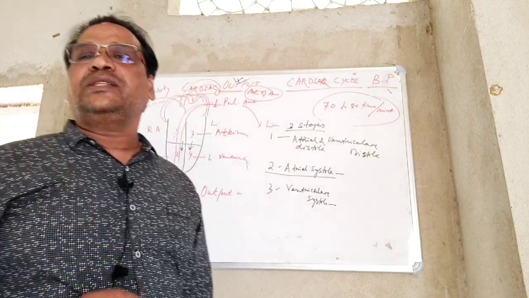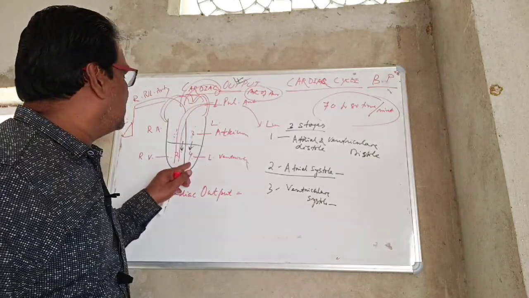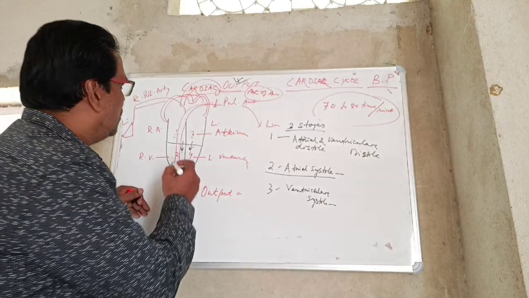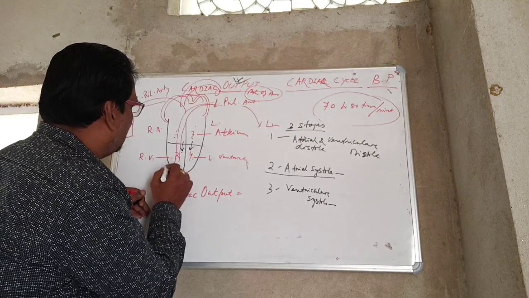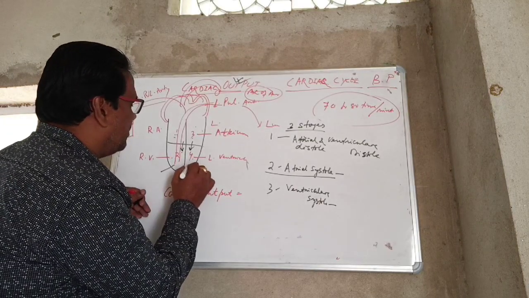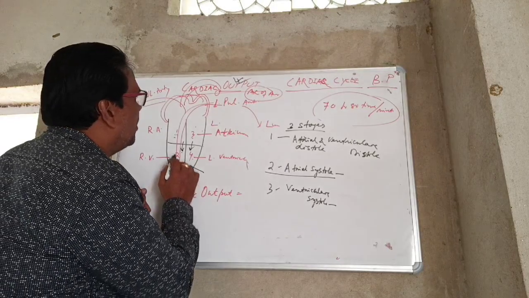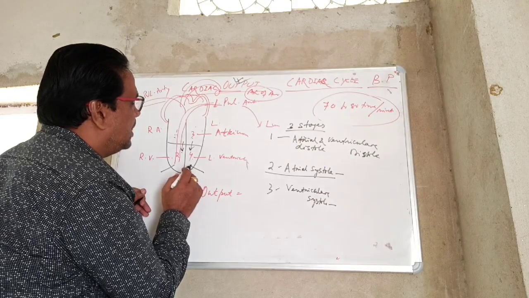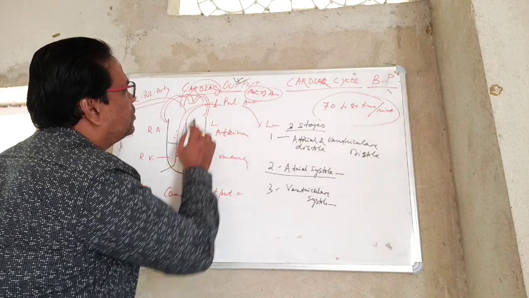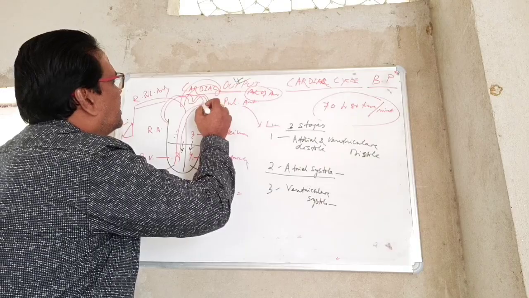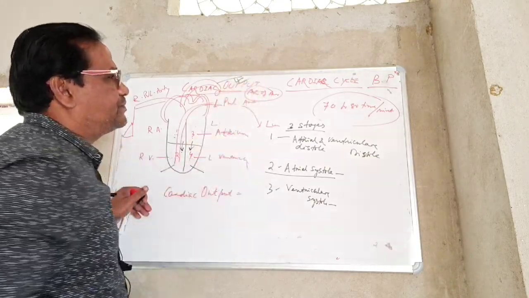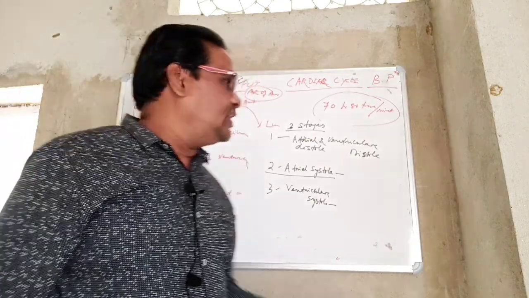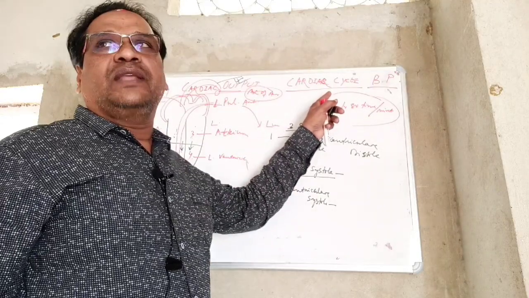And third is ventricular systole. Ventricular systole is this one, from the right ventricle and from the left ventricle. Right ventricle blood will move to the pulmonary artery, and left ventricle blood will move to the arch of aorta. So these are the three stages of the cardiac cycle.